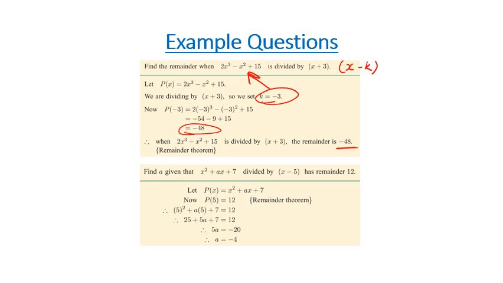Another example, it says find a, given that we have a divisor and it has a remainder of 12. So our k value here is going to equal 5 because of this expression. Our polynomial is then going to equal 12 if we replace x with 5, and you can see that in here. We collect all the like terms, and then once we get down to this stage, we simply solve the equation.